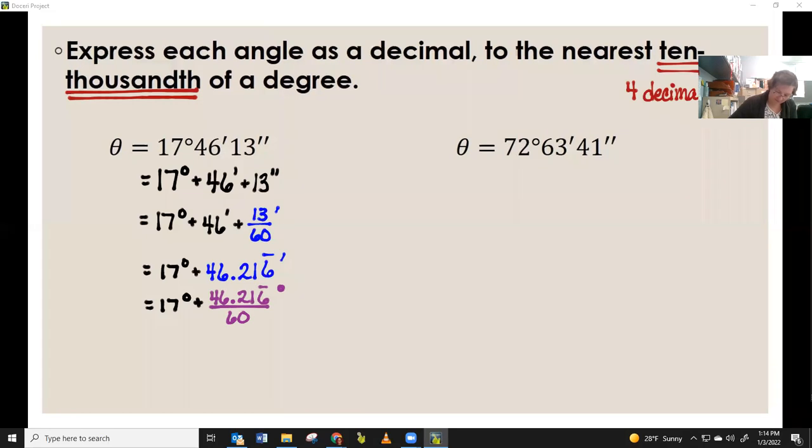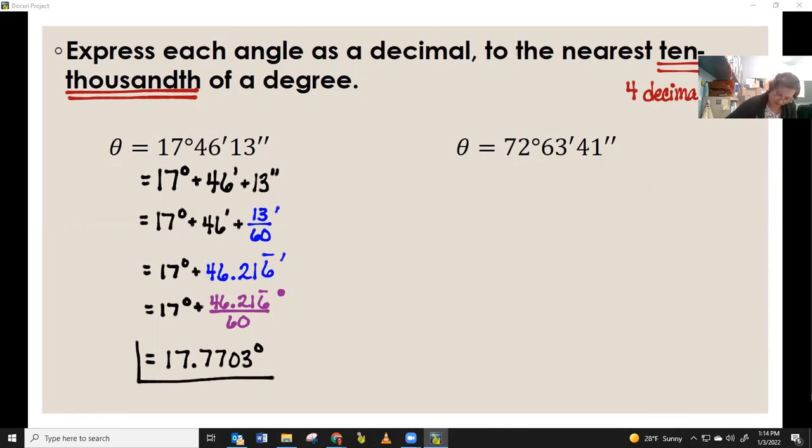And what would I get then when I divide that and then I add the 17 whole degrees to it? What would I get? Remember, we want to round it to 4 decimal places. 17.7703 is absolutely correct. If you wrote that as 17.7702, I'm not going to count it wrong if your very last digit rounded out to 4 decimal places is 1 away from mine. That should be fine.